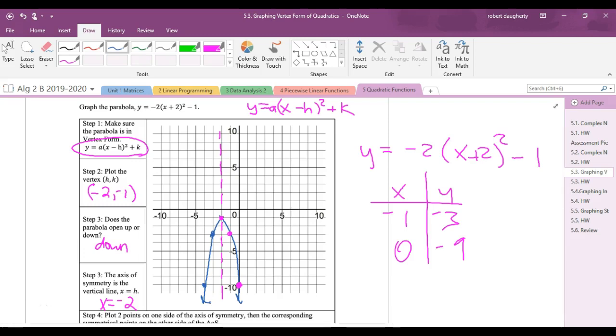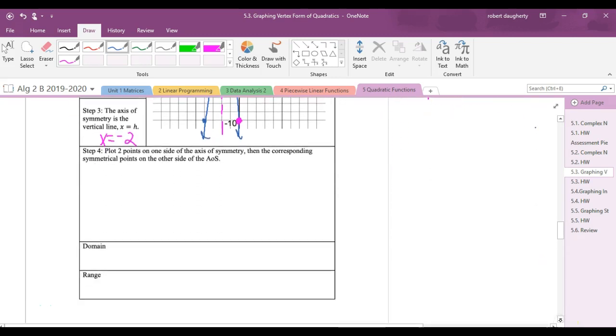Your instructions on the test may be to draw the vertex and label the axis of symmetry. It's helpful because then you know how to plot the points. So what we did, we plotted a couple of points on one side of the axis of symmetry.